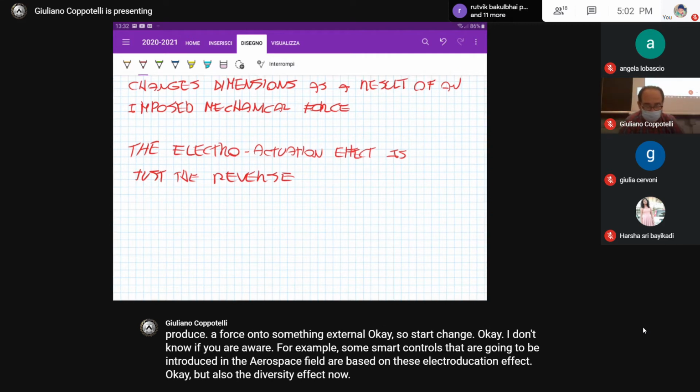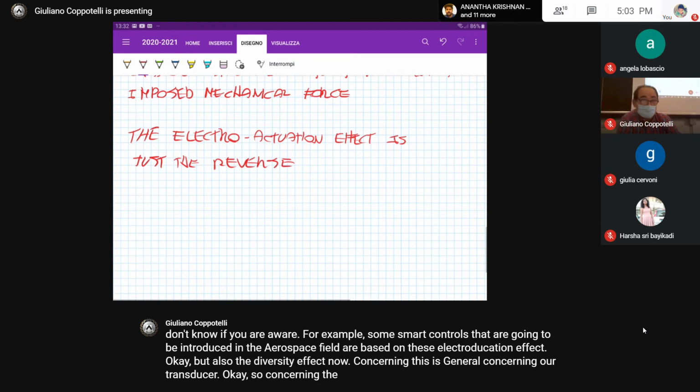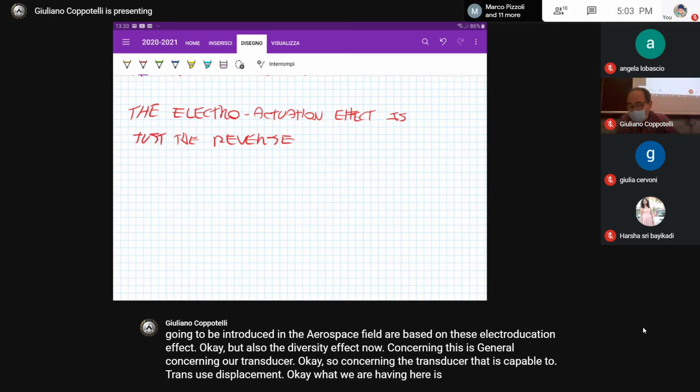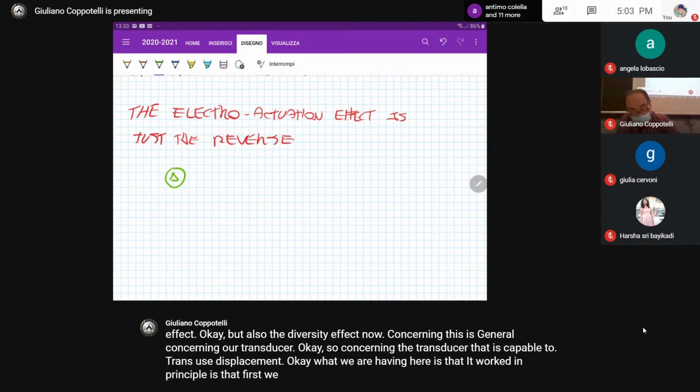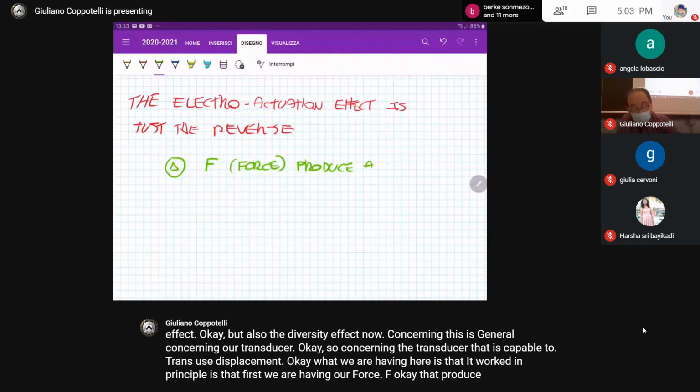Now, this is general. Concerning our transducer, the piezoelectric transducer that is capable of transducing displacement, the working principle is that first we are having a force F that produces a crystal deformation.